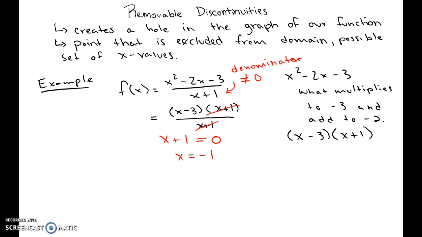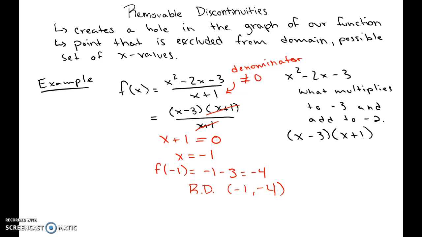If we put that back into our simplified function, we'll figure out what the y value is for that hole. So we put that negative 1 into our simplified function, and we get negative 4. So our removable discontinuity, which I'm just going to call RD, is at negative 1, negative 4.